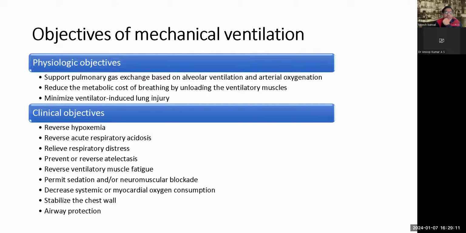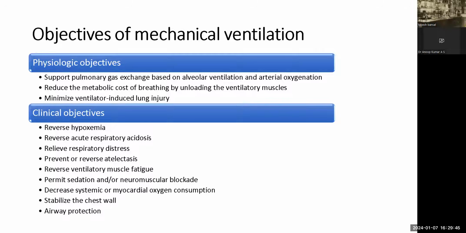The main physiological objectives are to support pulmonary gas exchange based on alveolar ventilation and arterial oxygenation. The second is to reduce the metabolic cost of breathing by unloading the ventilatory muscles, which may have a role when the patient is in severe shock, and to minimize ventilator-induced lung injury. All these physiological objectives we should try to satisfy during ventilation.